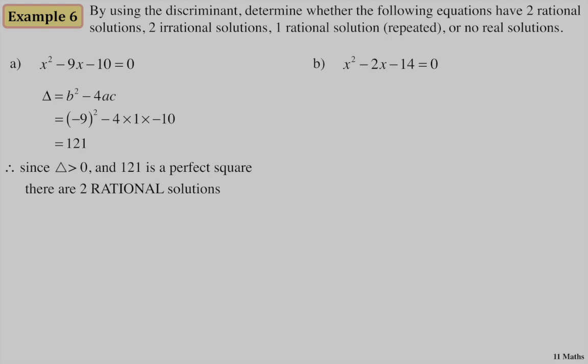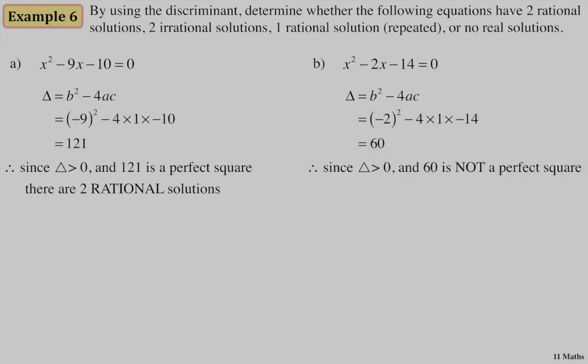Let's look at our next one. We're just going to study the discriminant. We know a is 1, b is minus 2, c is minus 14. And when I plug those values in, the discriminant's 60. Now the discriminant's positive, which means there are 2 answers. But can you do the square root of 60? No, you can't. So there are going to be 2 answers, but 60 is not a perfect square, so there are 2 answers and they are 2 irrational answers. So in both cases, we've got 2 answers, rational in part A, irrational in part B.